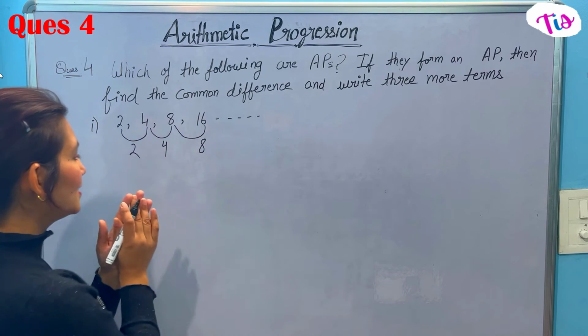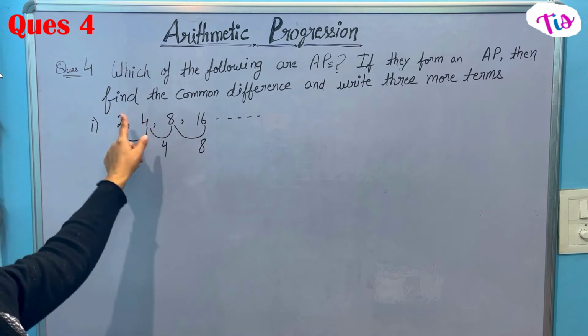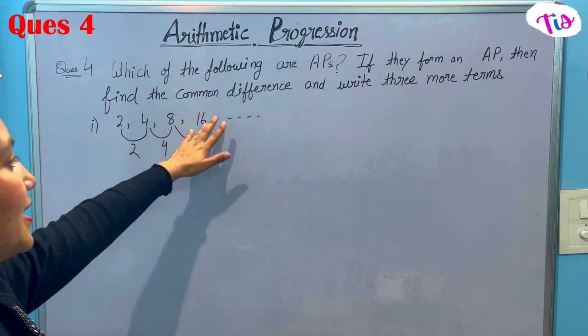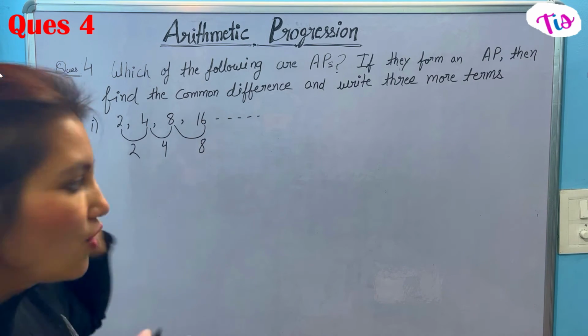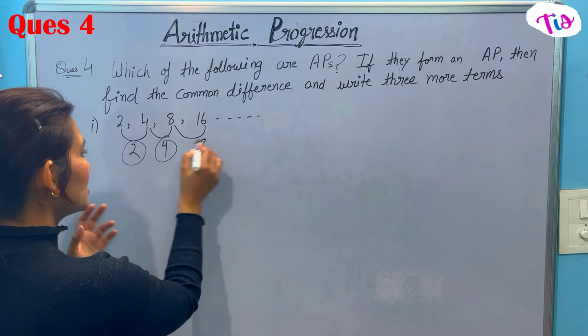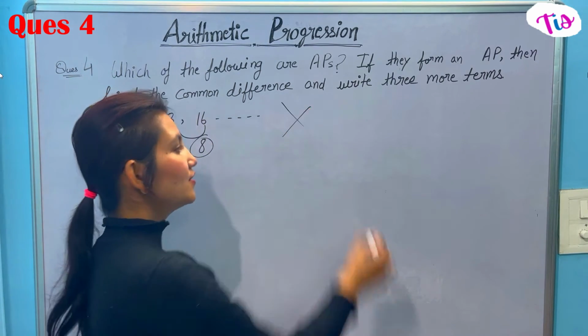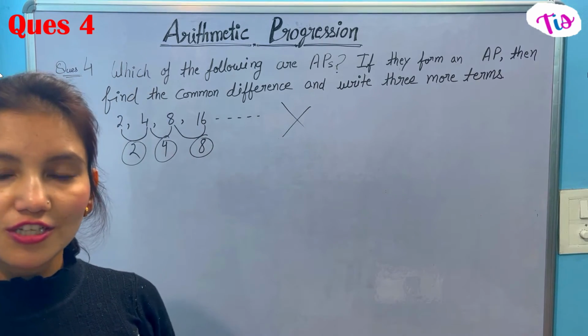So you can see here that the differences of two consecutive terms, A2 minus A1, A3 minus A2 and A4 minus A3, are not constant. This is not the same. Which means that this sequence does not form an AP. Cool? Okay.